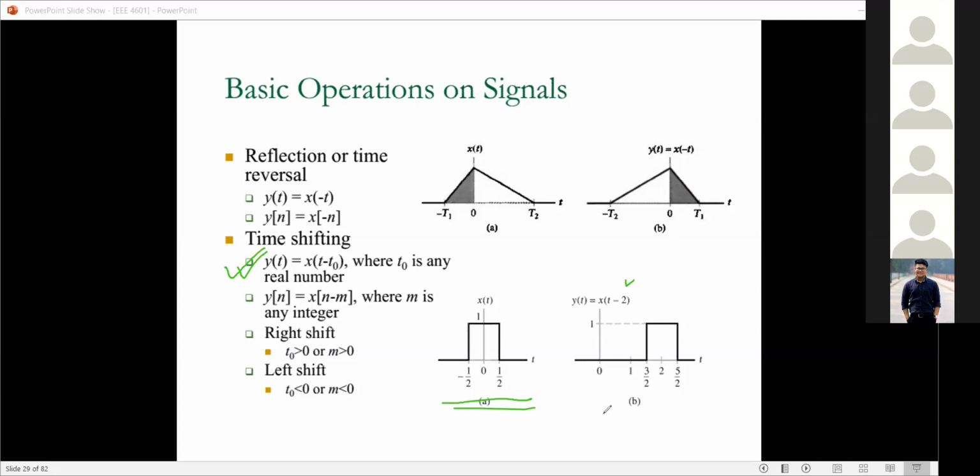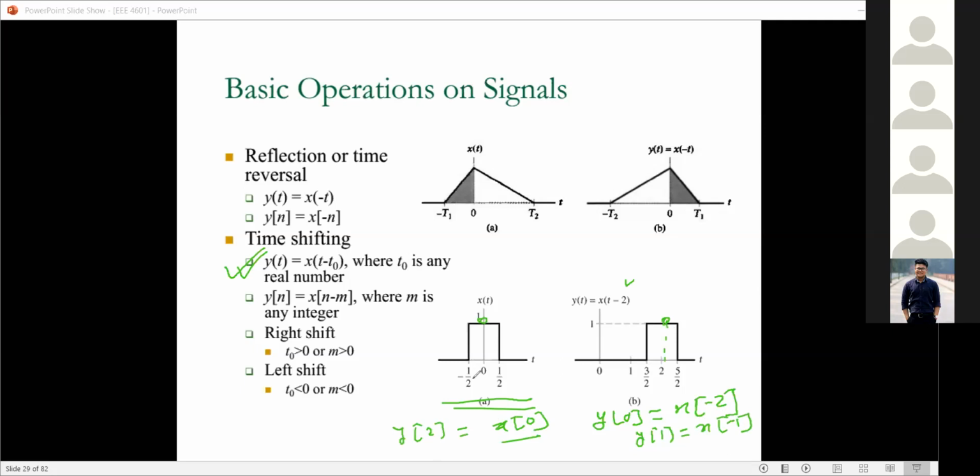Consider that we want to calculate the value of y(0). y(0) would be equal to what? x(0 minus 2), x(minus 2). Is there any signal at x(minus 2)? No, sir. Then when will your signal begin to appear? For example, consider that we want to calculate y(1). Your y(1) would be equal to x(minus 1). There is no signal at x(minus 1). Similarly, you calculate y(2). y(2) would be equal to x(0). So now this signal is going to y(0), isn't it?